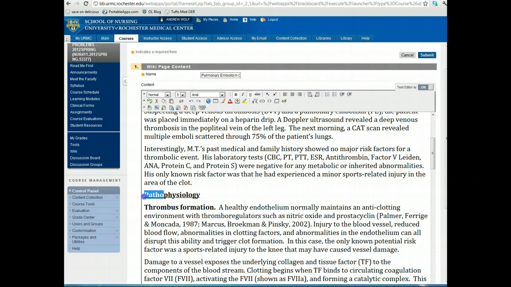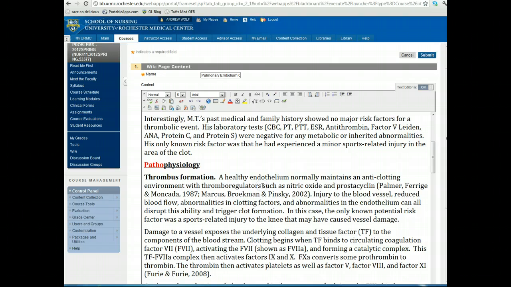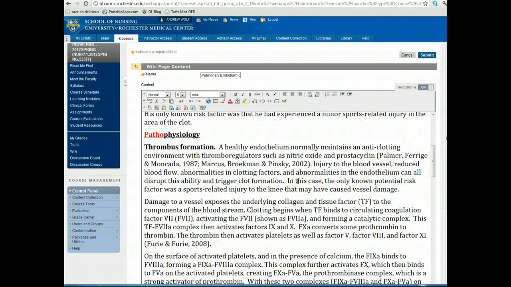So I'm going to highlight in red that's the change that I made. And the students obviously aren't going to do this. I'm just doing this for the purpose of the video.